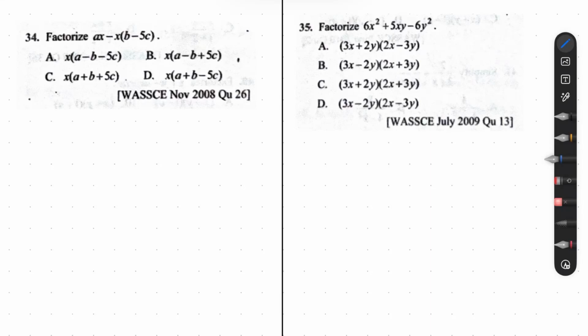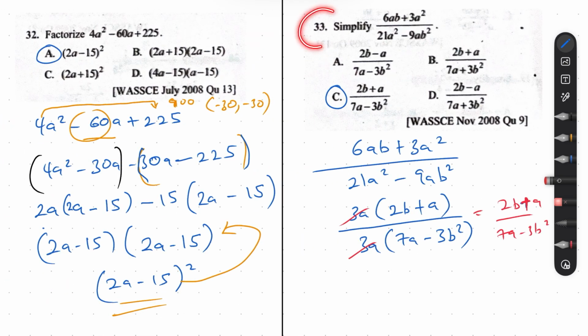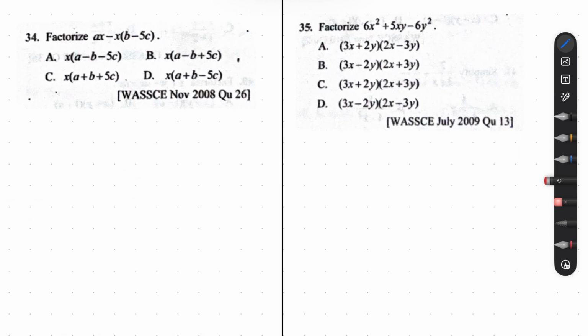Welcome to another session in this series. In this session, we start with question number 34. In the previous session, we ended on question number 33. Okay, so here we start with question number 34.